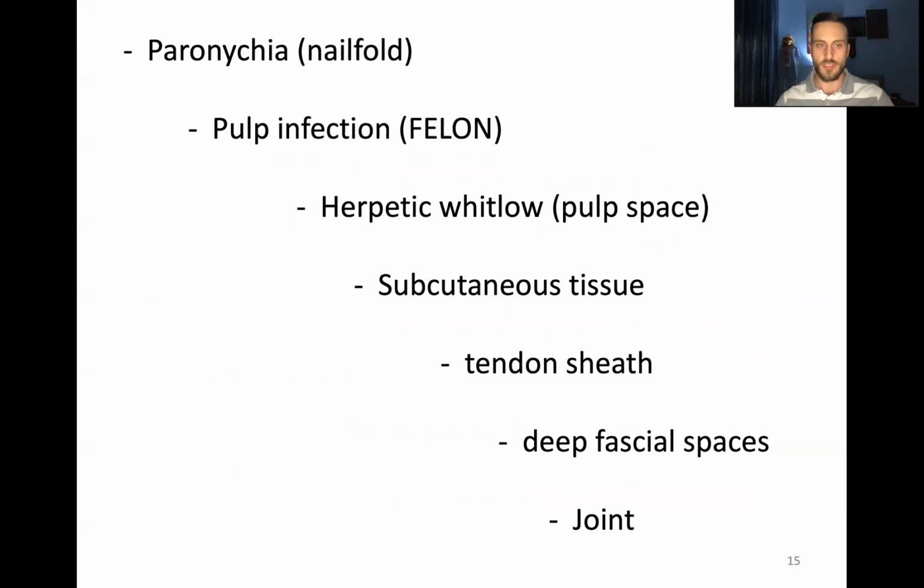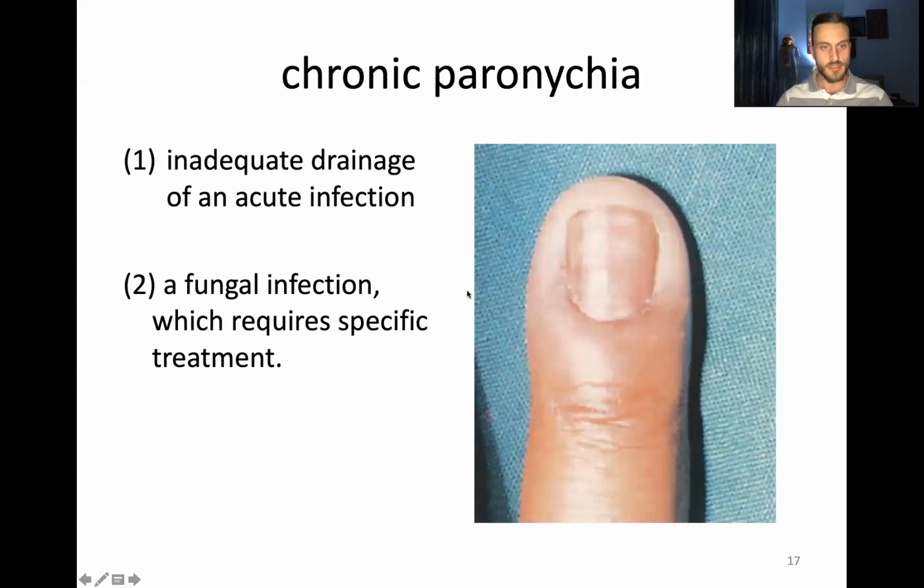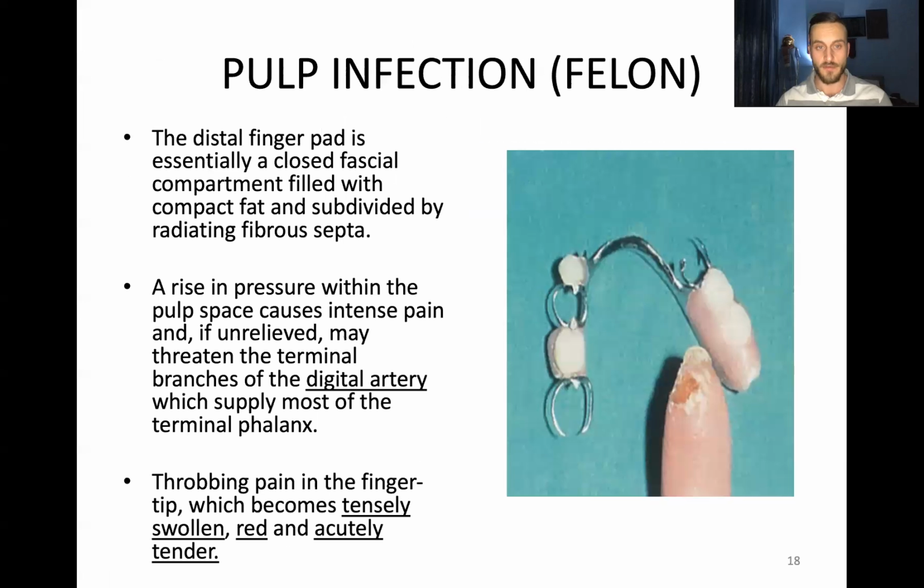Now in hand infections, these are the commonest you may see in a patient: the paronychia, the pulp infection, the herpetic whitlow, subcutaneous tissue, tendon sheath and deep fascia, and the joints. For the paronychia, it's the commonest, especially in the pediatric age group, in the kids, because they are always biting their nails. So there will be tenderness around the nail. It's called paronychia usually. It's self-limiting. If there is pus inside, you have to do incision and drainage, and you may give antibiotics, and you have to make sure that it's not a fungal infection.